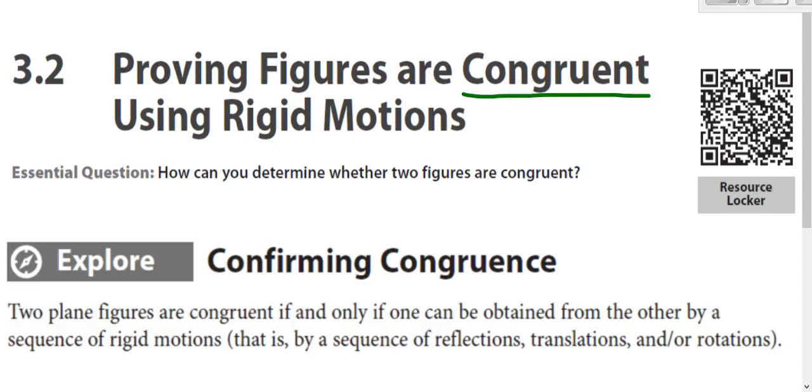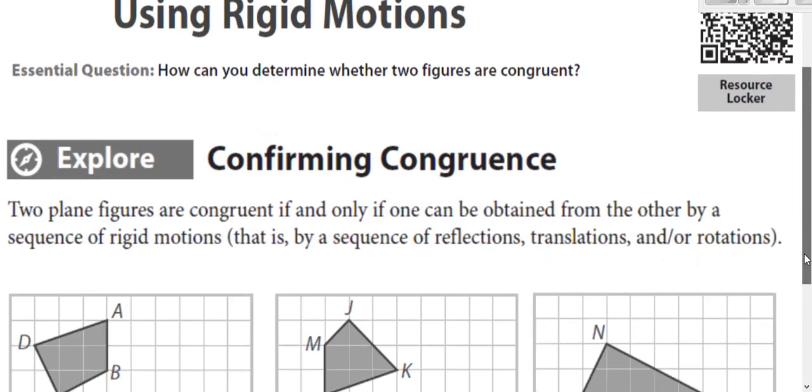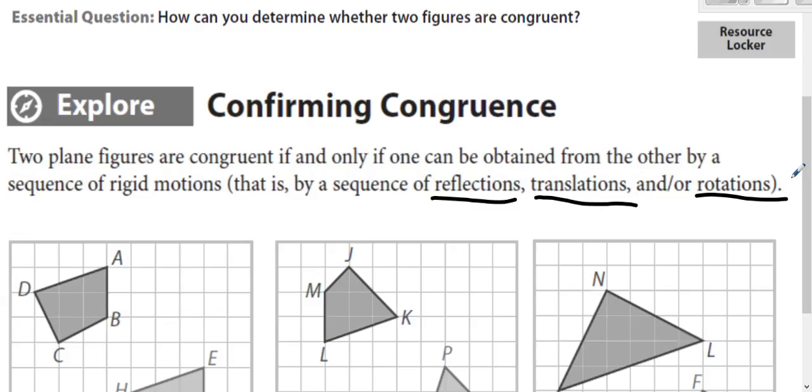So if you perform a reflection, a translation, or a rotation, they'll be congruent. Dilations or a stretch would not produce congruent figures. But reflections, translations, rotations, those are rigid motions. You get the same size and shape before and after.